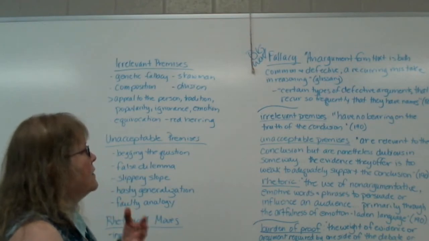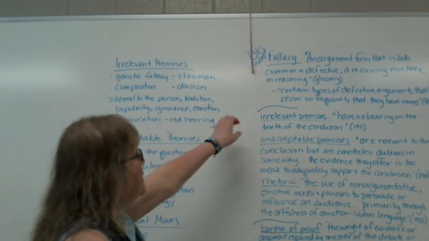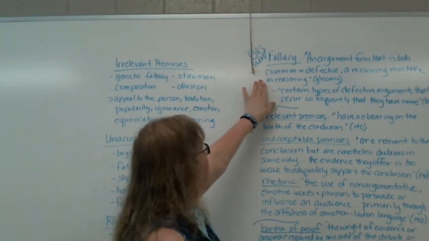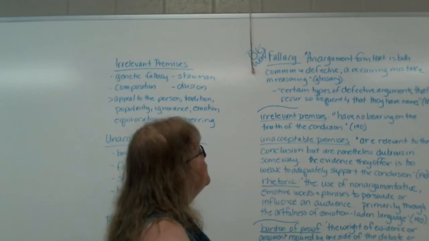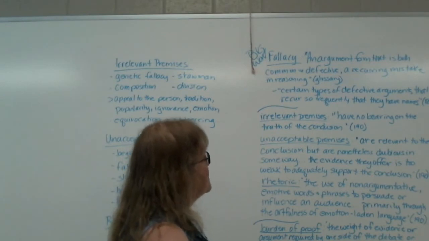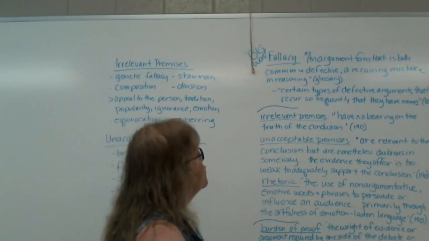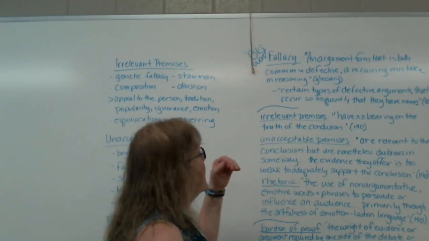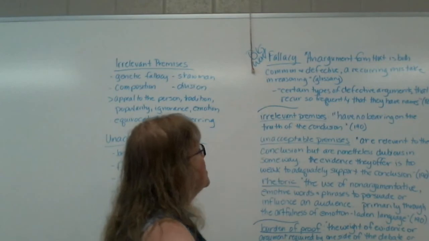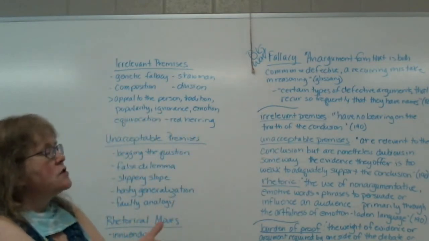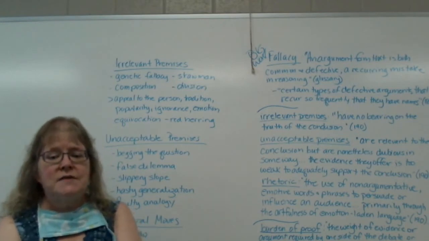When we're talking about fallacies, this is what we mean. This definition comes from the glossary, and that's the one I want you to use on the test. An argument form that is both common and defective; a recurring mistake in reasoning. Now, the beginning of the chapter tells us that there are certain types of defective arguments that recur so frequently that they have names.